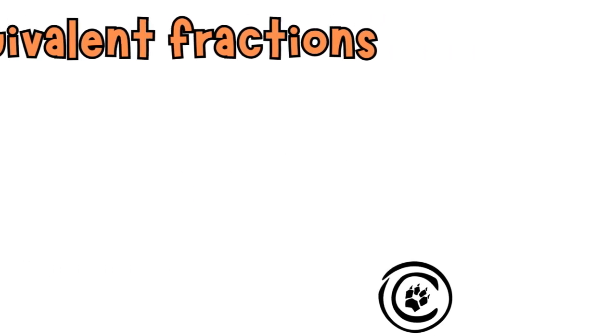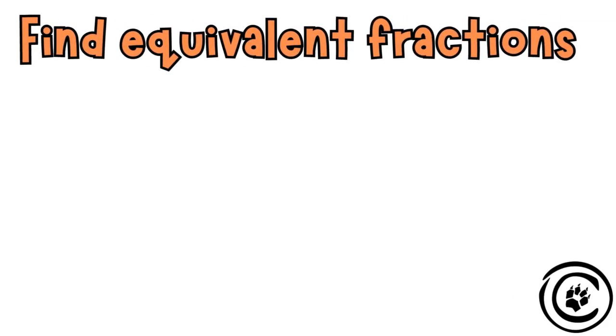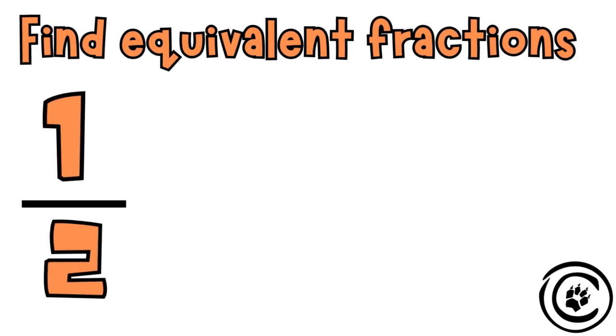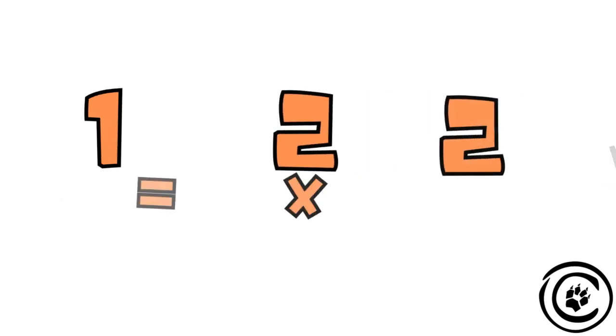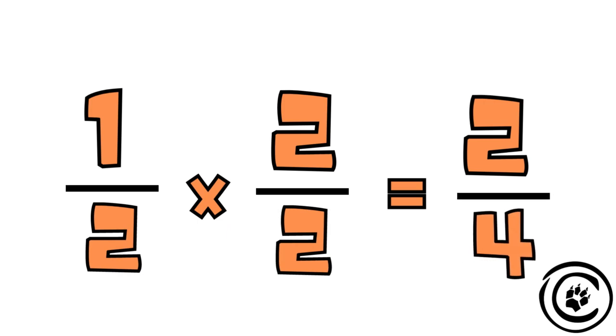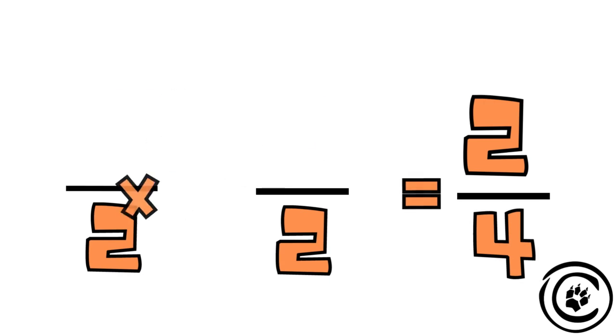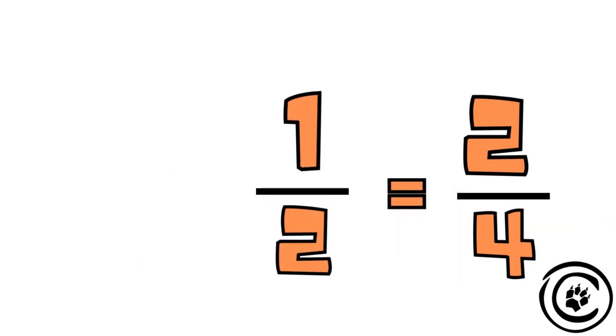For example, to find an equivalent fraction for 1/2, you can multiply both the numerator and the denominator by 2. If we were to write this out as a sum, it would be 1/2 times 2/2 equals 2/4. As we saw earlier, 2/4 is equivalent to 1/2.